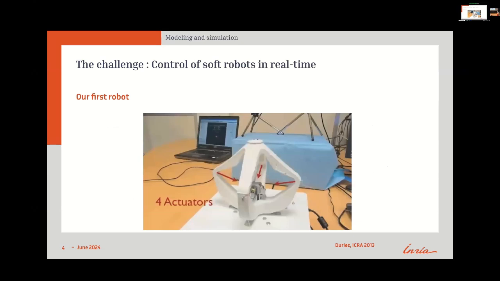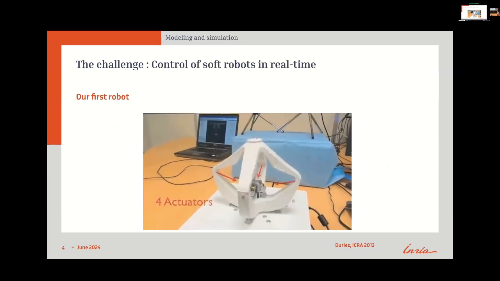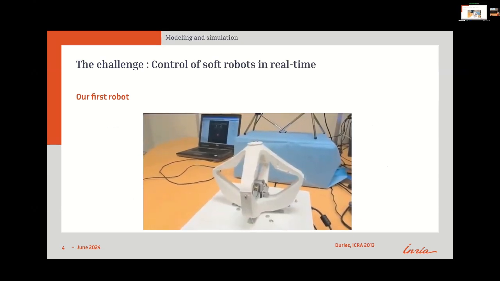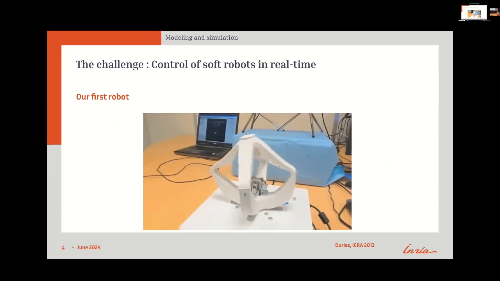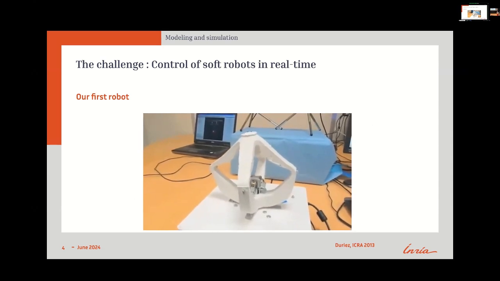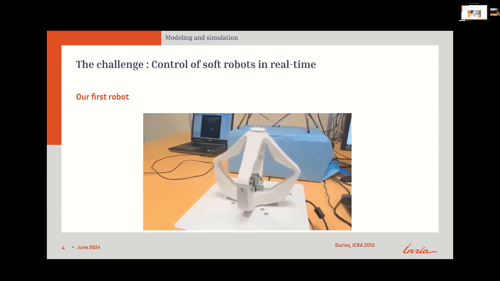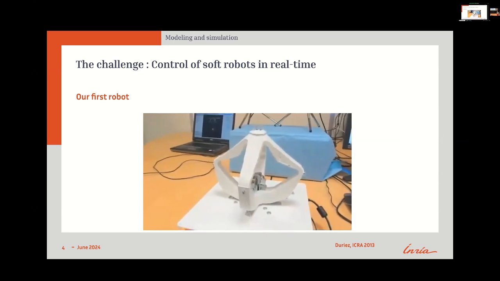So here is my first soft robot. Sorry, the video will be a little bit slow because we had to go through Zoom to display the video. But it goes a little bit faster than this in reality. So there are four cables and a deformable structure made of silicon.